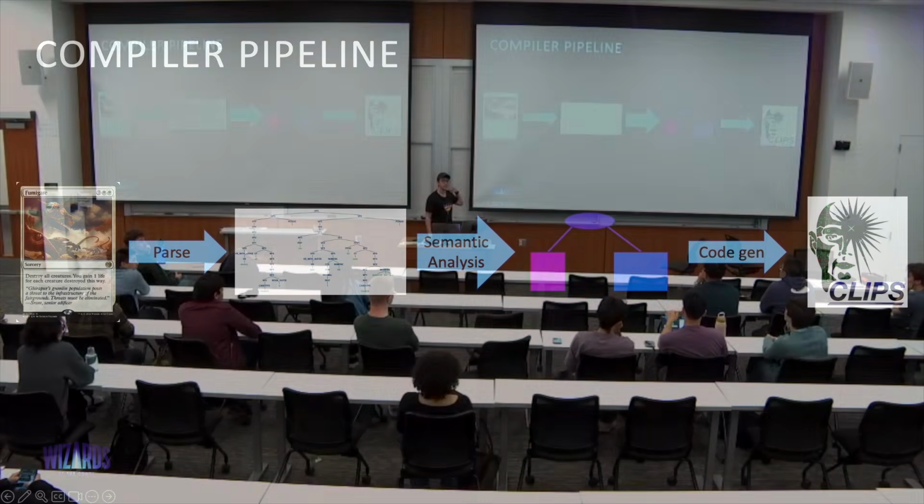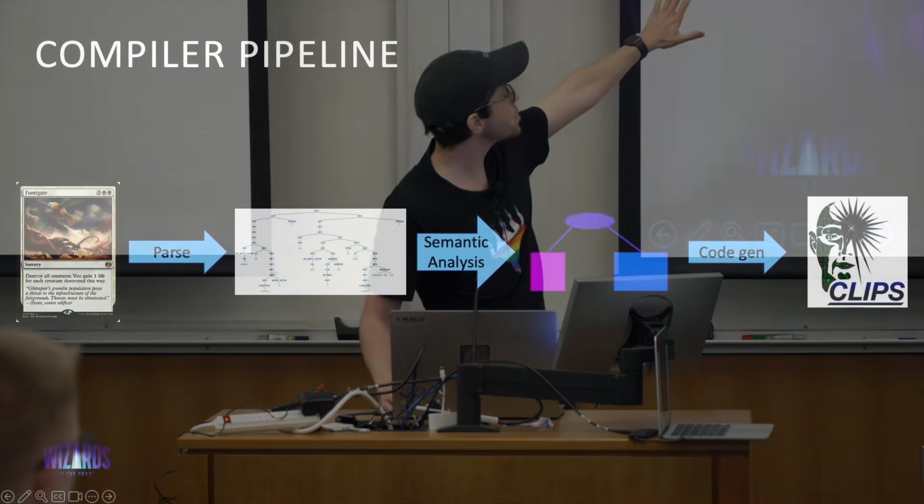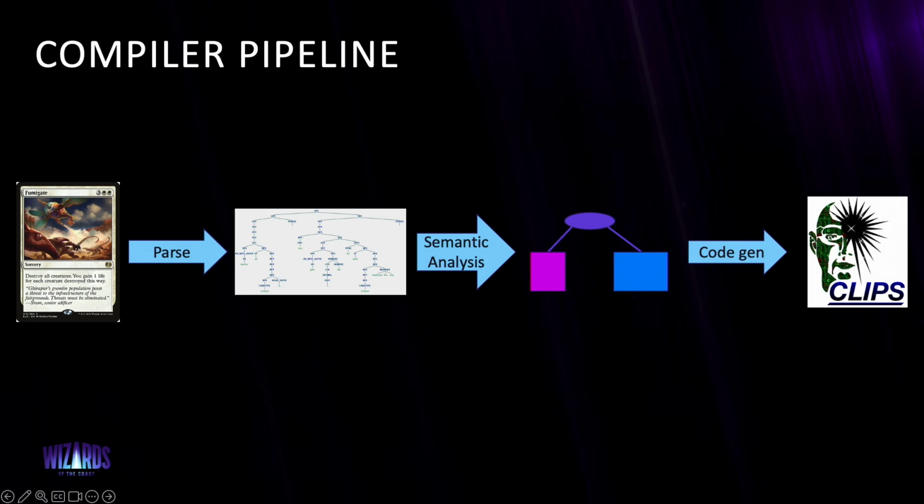Yes? Sorry, what is clips? So we'll get to clips in a second, but it is an expert system language. It's a type of rule-based programming. The acronym stands for C Language Integrated Production System, and you can just think of it as clips. So again, source language, card text, parse it into syntax trees, semantic analysis into AFERT, and then code gen into clips.